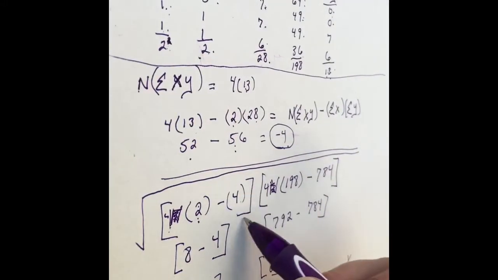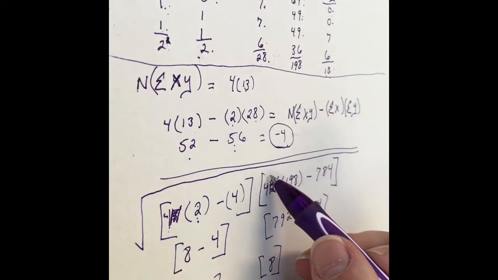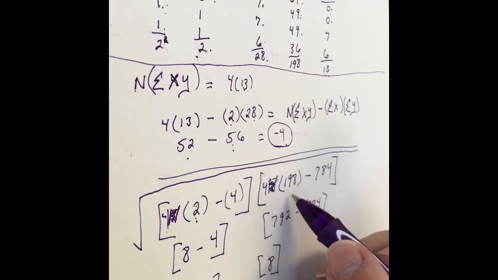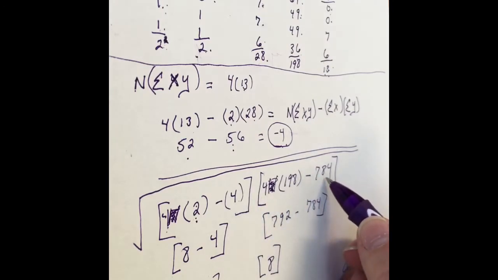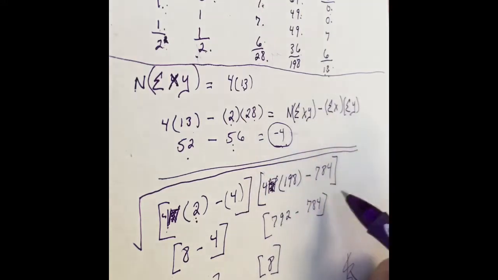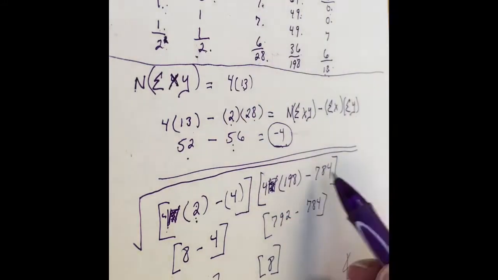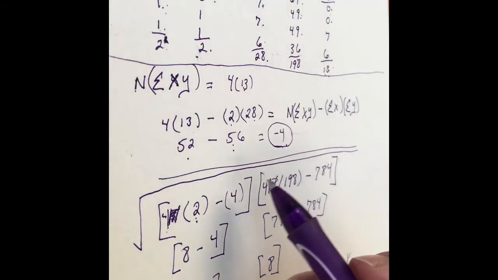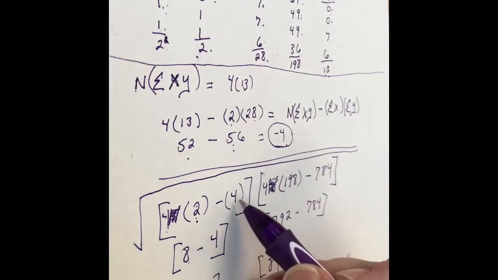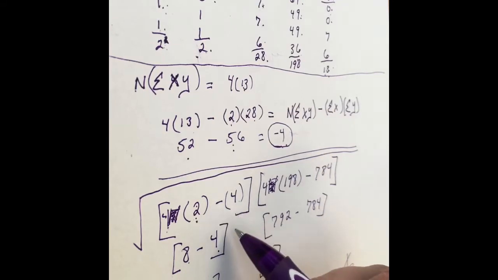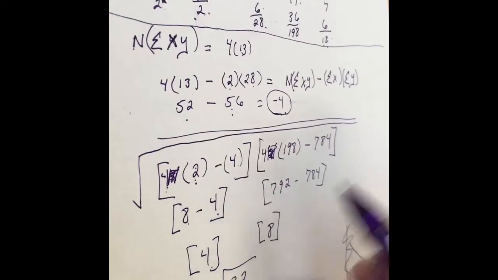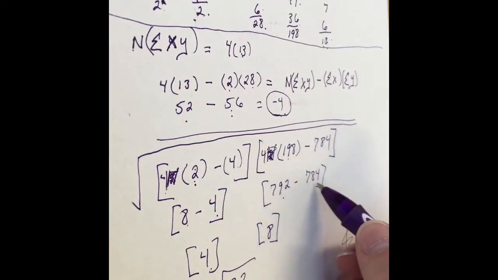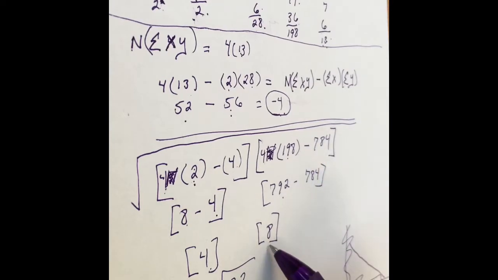So this is the first bracket that takes care of the x's. This is the second bracket that takes care of the y's. So now I have 4 times 198 minus 784, and 784 is our 28 squared. We have to do the parentheses first, multiply them. So 4 times 2 is 8, and then we just bring our 4 down. So we have that, and then 8 minus 4 is 4. Same over here. We have 4 times 198 is 792 minus 784, and that's going to equal 8.